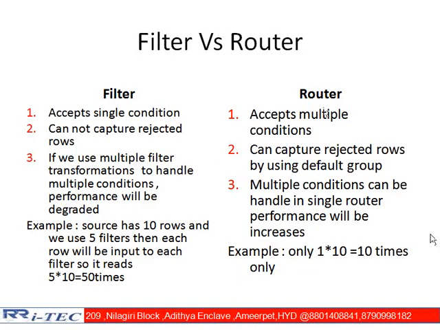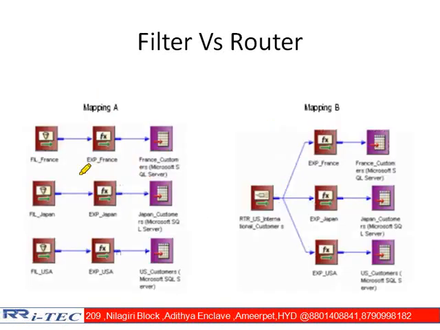Now, filter versus router. Filter accepts only a single condition; router accepts multiple conditions. Filter cannot capture rejected rows; router can capture rejected rows by using default groups. If you use multiple filter transformations, see this one, to handle the same thing, if I want to do it using the filter.